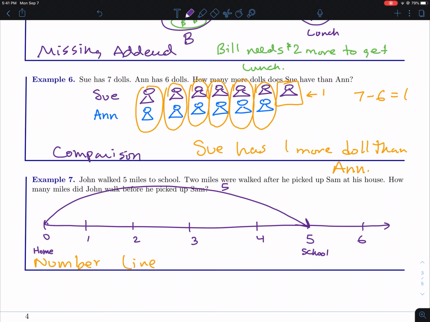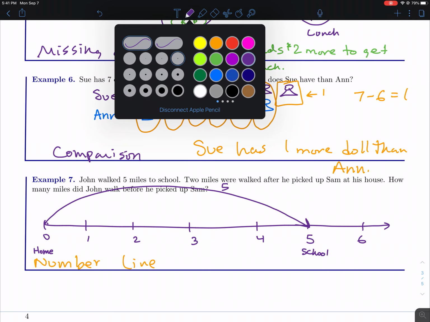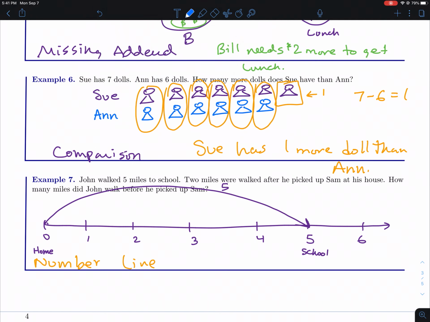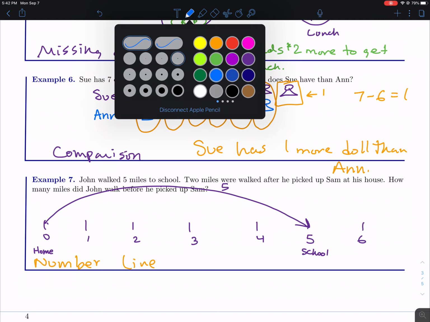And so now 2 miles were walked after he picked up Sam. So at some point in time, he picked up Sam and walked the last 2 miles to school with Sam. Now this, you want to be a little careful. Some books do it some ways. I'm kind of torn. I can go either way. Depending on how you've learned this in the past, you may have started where the 5 was and drawn your arrow this way. And I'm totally good with that because it tells you which way you're going. Some other books, unfortunately, you'll see where they have you draw it this way.